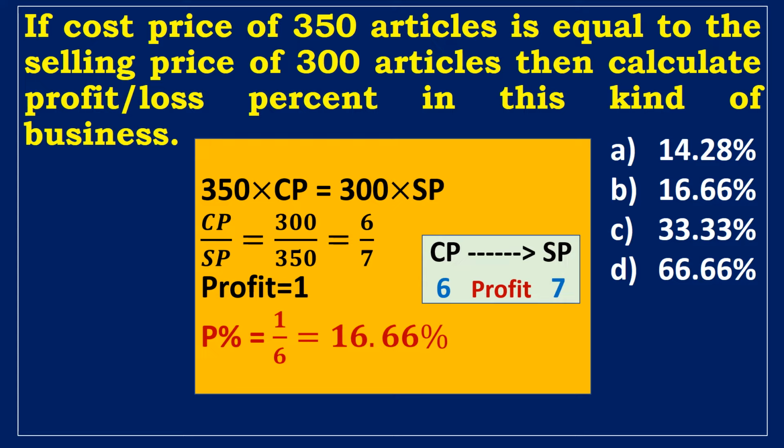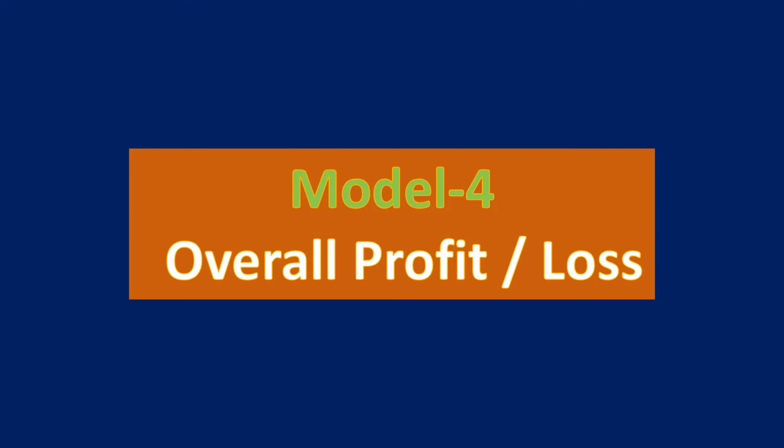It is noted that the CP is 6, and the SP is 7. The profit is equal to the difference between SP and CP, which is 1. We may determine the profit percentage using the formula, which is 1 by 6. When we convert the fraction into a percentage, we obtain 16.66%.